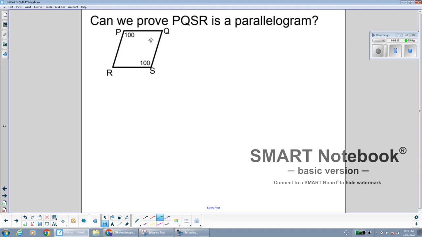If angle R and angle Q were also congruent, then we would know this is a parallelogram, because then both pairs of opposite angles would be congruent. And in fact, if we did know this is a parallelogram, then we would also know that the consecutive angles are supplementary. So that's an interesting fact as well. But right now, with just the information that we have here, we don't have enough to conclude that we have a parallelogram.